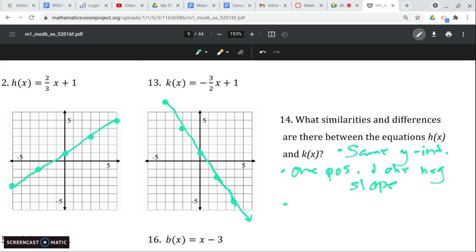What else do we notice? What about their slopes? So this one is 2/3 and this one is a -3/2. What do we call that when we have slopes like that? They are opposite reciprocal slopes. And if we would have graphed these on the same coordinate plane, they actually would have intersected at a 90-degree angle and been perpendicular to each other. But we didn't do that, so it's not as easy to see. But opposite reciprocal slopes are always perpendicular lines.